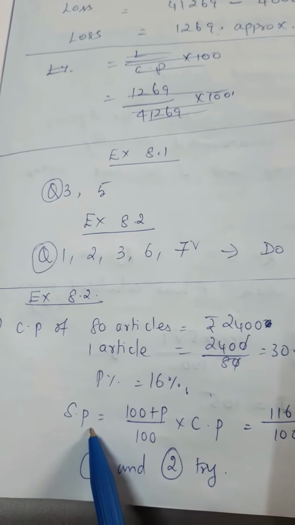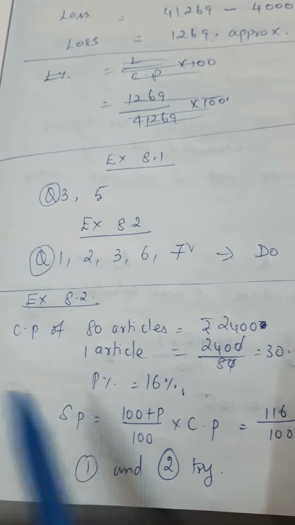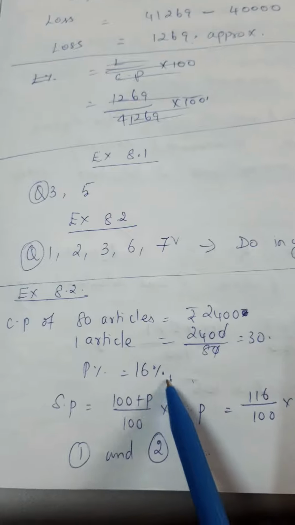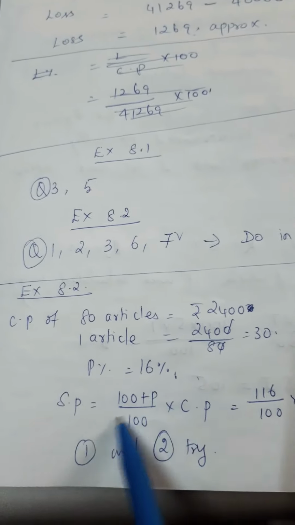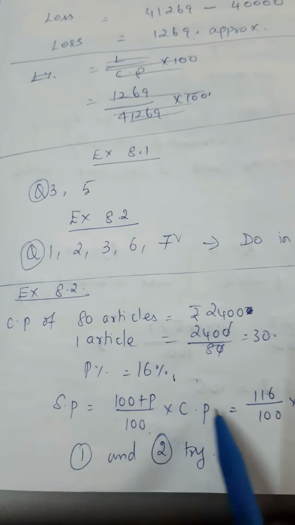For selling price we have a formula. For cost price we put 100 down, but for selling price it is 100 plus profit percent by 100 into CP. So 100 plus 16, 116 by 100 into 30. When you reduce it, you will get 34.80 as the answer.